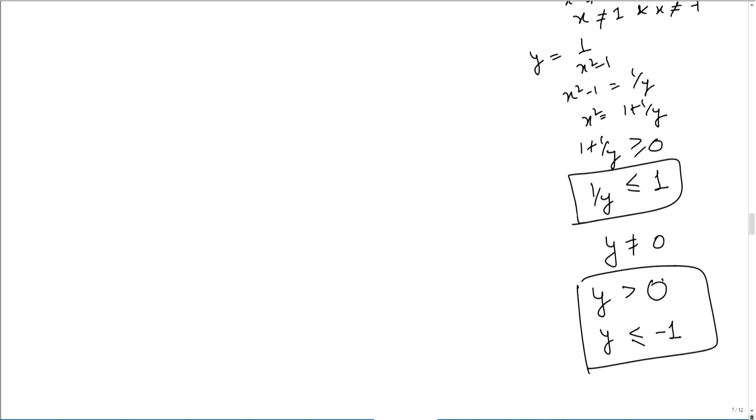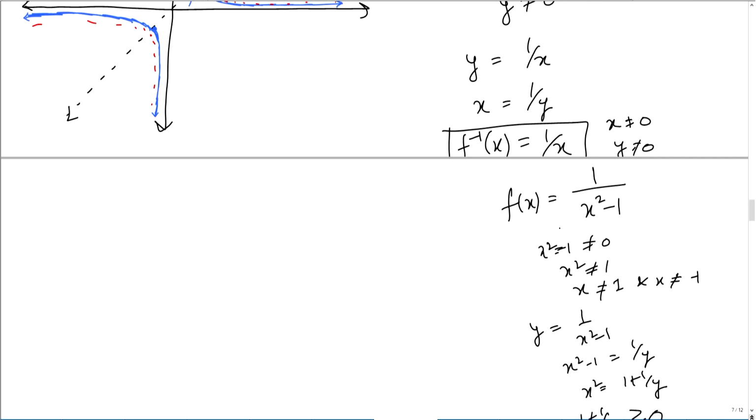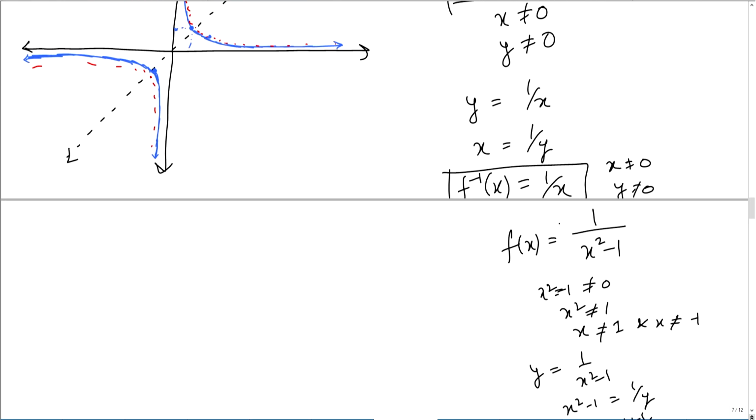All right, so if y has some positive value, then it is fine. If y has a large negative value, then it is fine. Basically a large negative value in such a way that it is less than or equal to minus 1. Anything between minus 1 and 0 would be undefined. So this is how we worked out the domain and codomain.